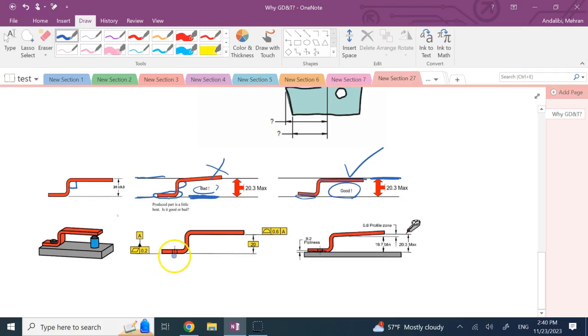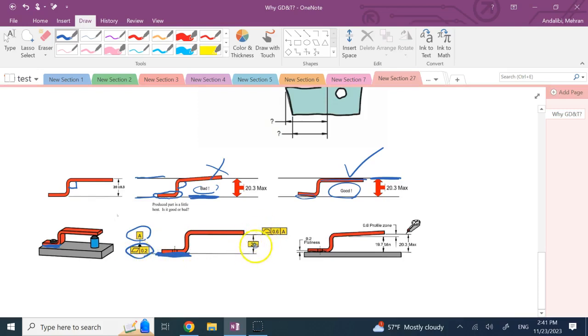But here, using GD&T, use a datum. Here, with this datum, you say, hey, the datum here is the bottom surface. Why is it the bottom surface? Because in my assembly, I really want this guy to be in contact with the bottom surface. So you put some importance on that and say, hey, that is an important surface. And that surface also has to be flat because it's a datum and it's used in assembly.